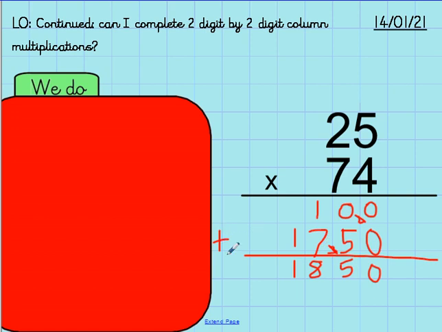We then know that we're doing an addition to find our final answer. 0 add 0 is 0. 0 add 5 is 5, 1 add 7 is 8, and nothing add 1 is 1. So we now know that 25 times 74 is 1,850. So we follow that method really clearly, straight through every calculation.